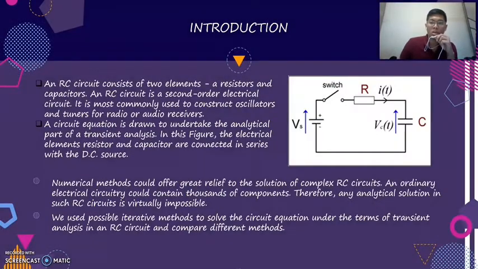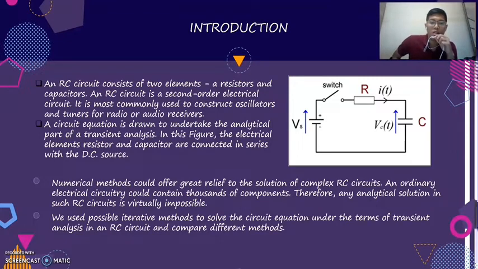Okay, so the introduction of this project. An RC circuit consists of two elements, resistors and capacitors. An RC circuit is a second order electrical circuit. It is most commonly used to construct oscillators and tuners for radio or audio receivers. A circuit equation is drawn to undertake the analytical part of a transient analysis.